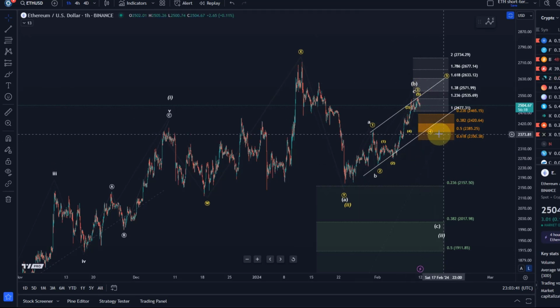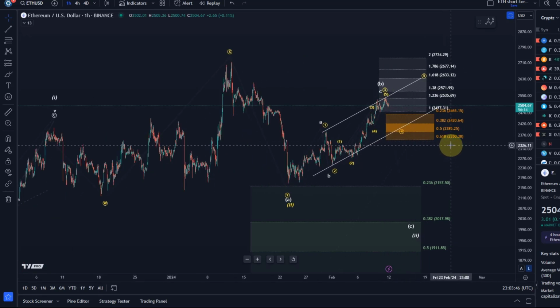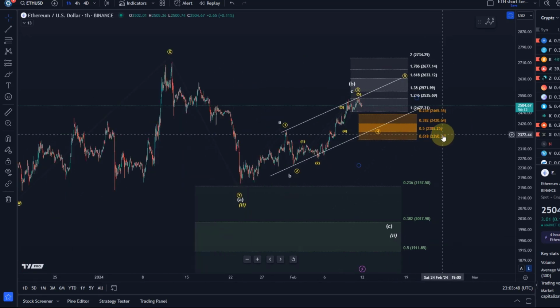So that level there, watch it. All eyes need to be on 2,350. That's my update about Ether.